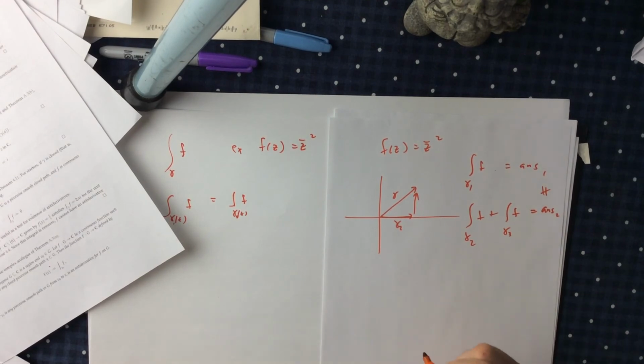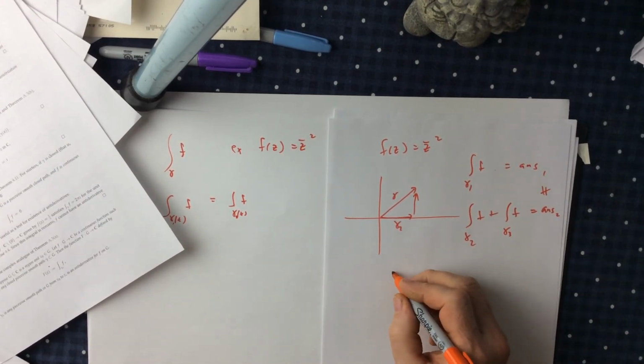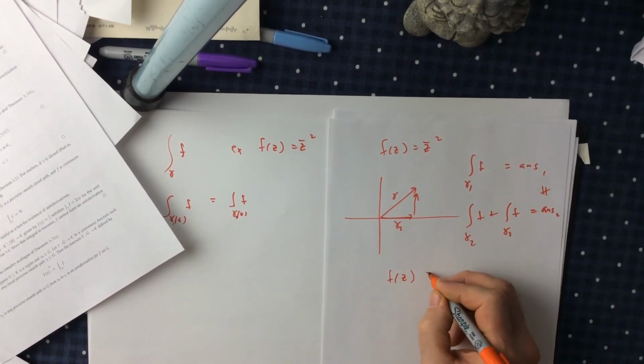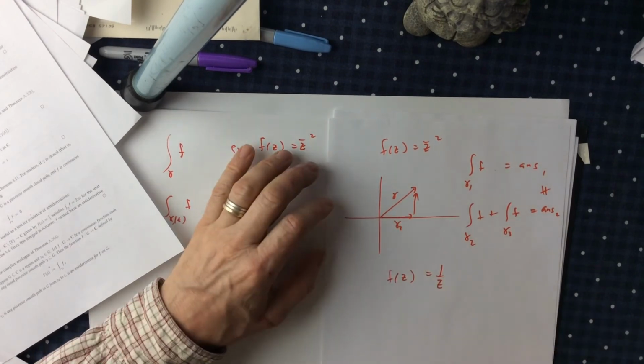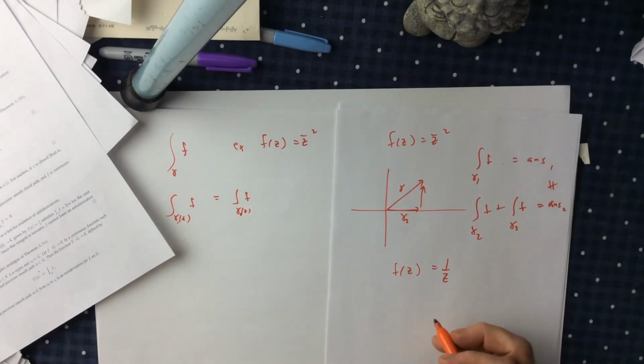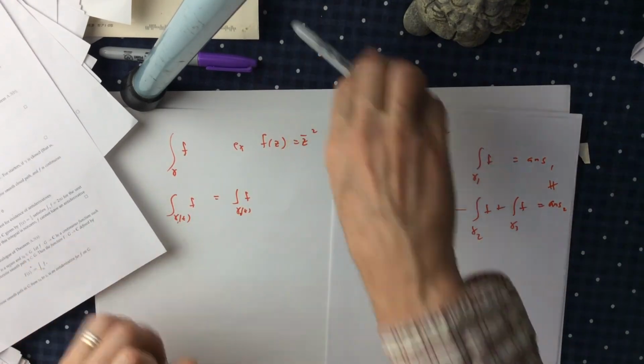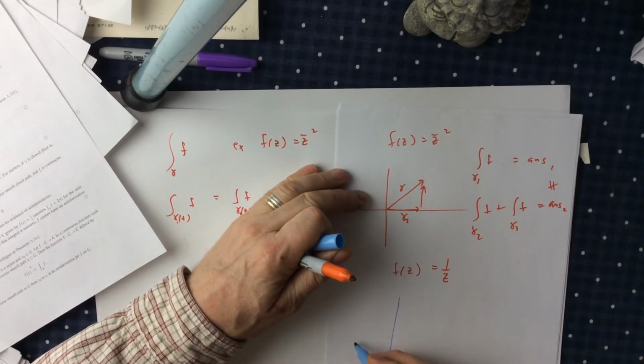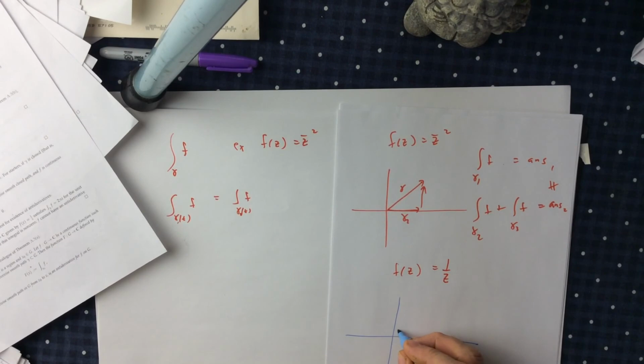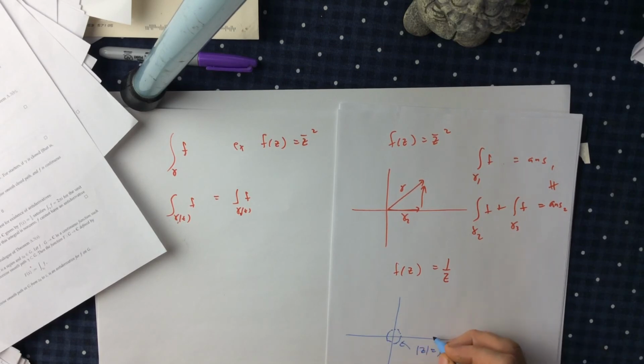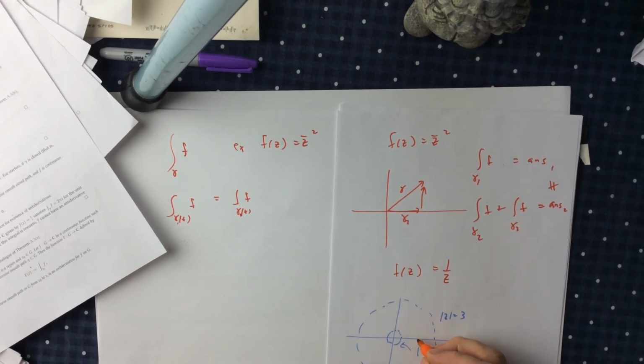So now let's take a look at a very specific function, and let's realize it has a problem at the origin. So I'm going to draw a picture of a domain. Let's take the modulus of z equal to 1/2, and out here, I'm going to take the modulus of z equal to 3.